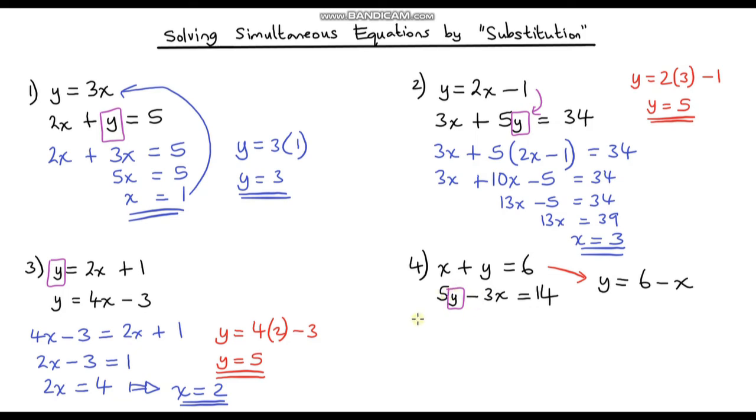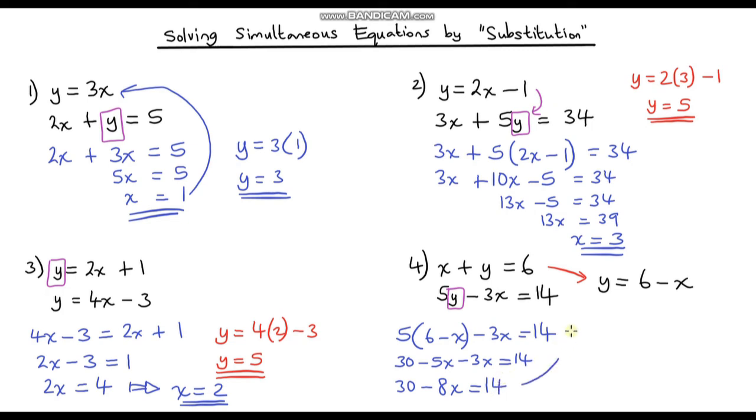Just like before, wherever we see a y, we're going to replace that with 6 minus x. So if I rewrite the second equation, we've got 5 times y, so 5 times 6 minus x, and then minus 3x equals 14. You just need to be really careful with all the negatives here. If we expand the brackets, 5 times 6 is 30, 5 times negative x is negative 5x, and then minus 3x equals 14. Now if we add these two terms together, we're left with 30 minus 8x equals 14.